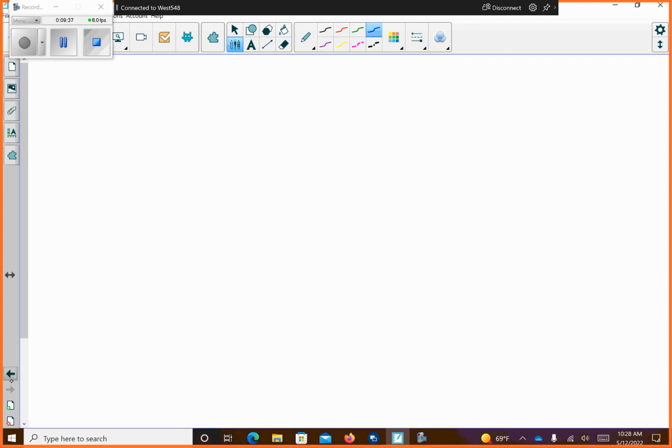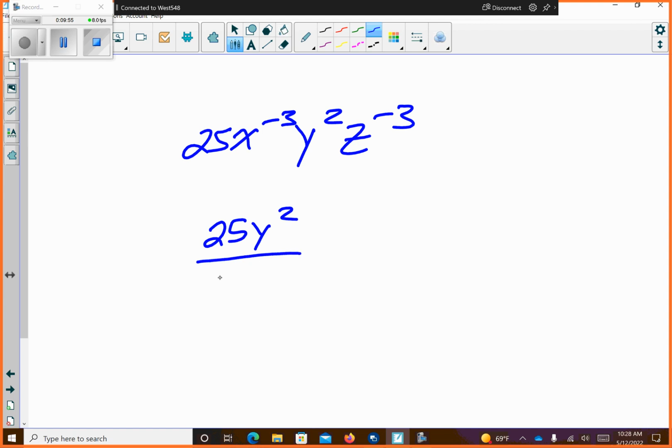What if we had a whole bunch of stuff like this? What 2 items need to move or more? X and Z, they both want to switch location. So these stay up on top, these both move down, and the exponent becomes an opposite sign of what it had been. Okay?